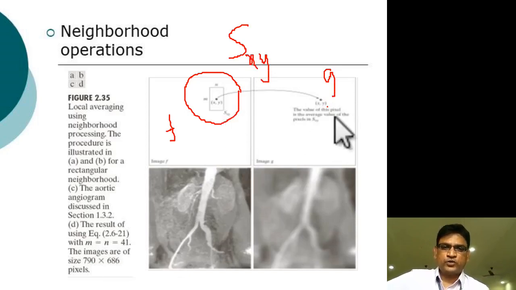Whenever we compute the output value by a group of values, where those group of values fall in the neighborhood of xy represented by s of xy, then we call it the neighborhood operation.